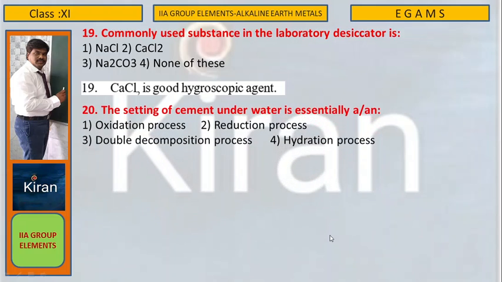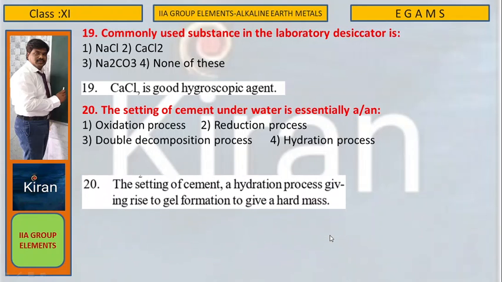The setting of cement under water is essentially an oxidation process, reduction process, double decomposition process or hydration process. That is hydration process. So, these last 4 questions I have given come under important compounds of the alkaline earth metals, which generally are not there in this year's syllabus.